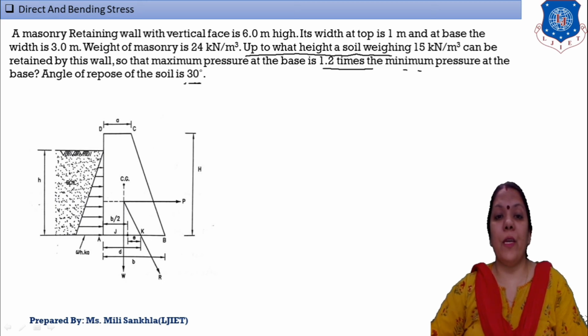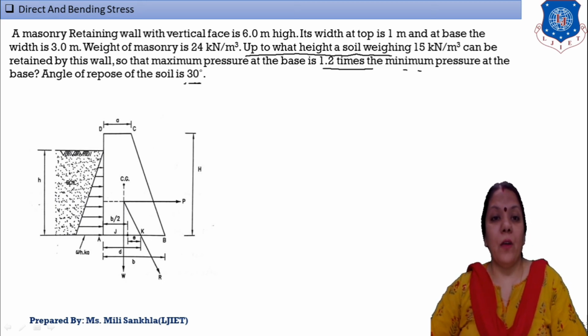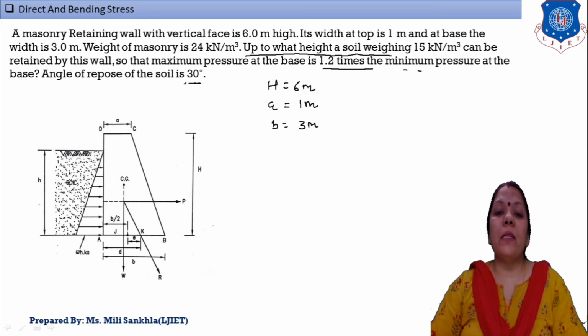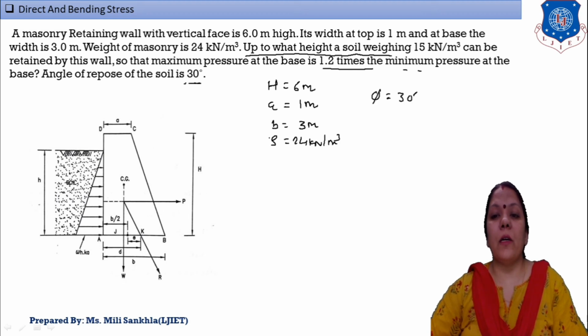Okay, first of all we write down the data given here. Retaining wall with height of retaining wall capital H given as 6 meter, top width A is given as 1 meter, then base B is given as 3 meter, and weight of masonry, that means density rho, is given as 24 kilonewton per meter cube, and angle of repose phi is given as 30 degree.